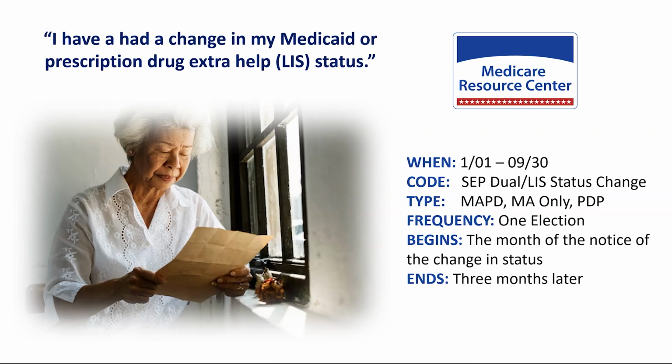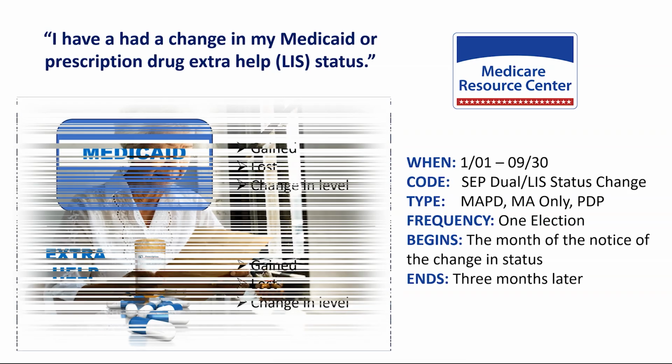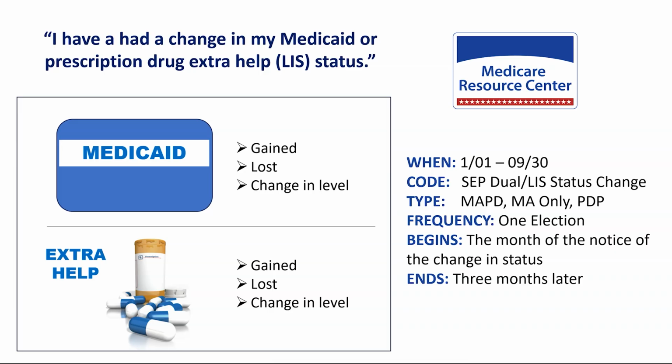You get one election for this one change. It begins when they get the notice that there's a change in status, and it ends 3 months later, okay? And this is what it really looks like. There is a difference between Medicaid and extra help. A lot of folks get that confused. Those are completely two separate programs.